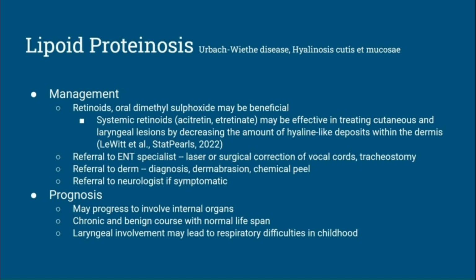There is a suggestion that retinoids or oral dimethyl sulfoxide might be beneficial. The effectiveness is in treating cutaneous and laryngeal lesions by decreasing the amount of hyaline deposits using systemic retinoids. Ultimately, they might need a very aggressive correction of the vocal cords, maybe even tracheostomy, depending on how flaccid the larynx and trachea are. Referral to derm might help with diagnosis as well as some of the cosmetic outcomes. Referral to neurology might be necessary if symptomatic or if concerns arise on imaging. This can potentially affect internal organs, but patients mostly have a normal lifespan.